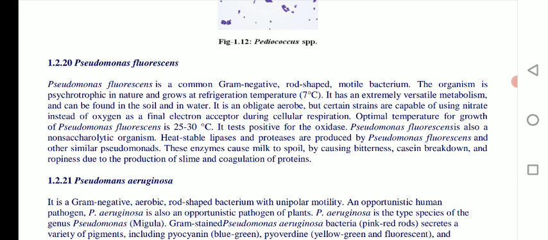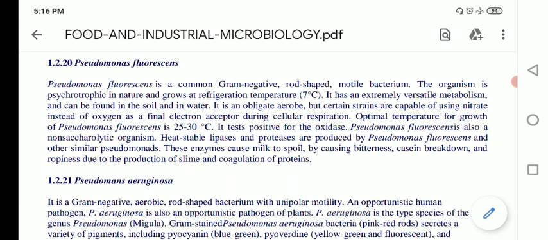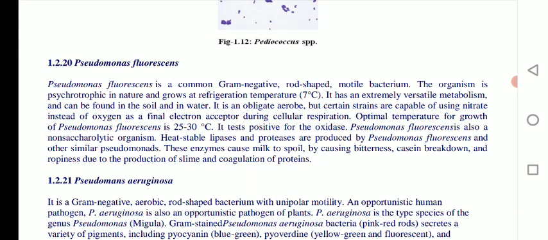These enzymes cause milk to spoil. So basically, Pseudomonas is involved in spoilage of milk by producing some enzymes, and these enzymes cause spoilage in milk. They are categorized in the group of lipases as well as proteases, where these enzymes, when they enter our body through milk, cause degradation of our proteins and other lipid molecules.